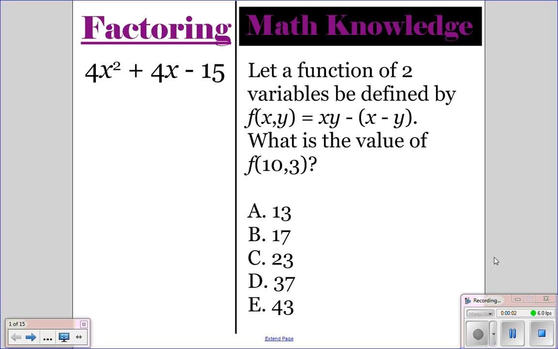All right, so y'all go ahead and do the factoring and math knowledge question for today. Pause the video, and then once everyone is finished, you can unpause the video, and I'll go over the correct answers. So for the factoring, you're going to remove the 4 by multiplying it by the negative 15.